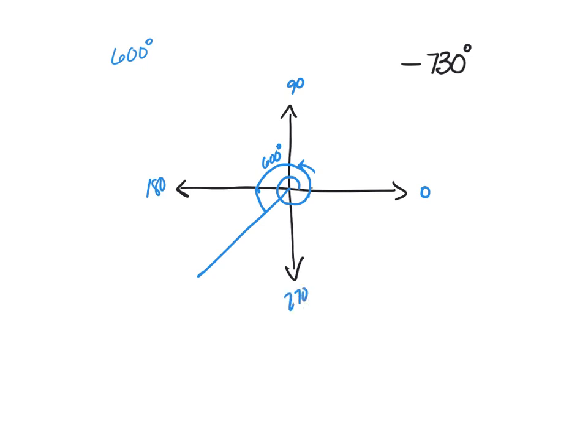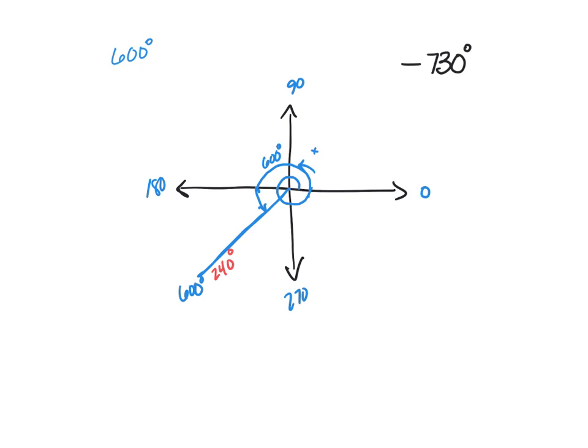So if you're starting all over from here and you need to do another 240, it's going to be somewhere between 180 and 270. So you know it's going to end up in the third quadrant. Okay? This angle ended up at 240 degrees. Okay? 240 and 600 are coterminal. They end up in the same place.